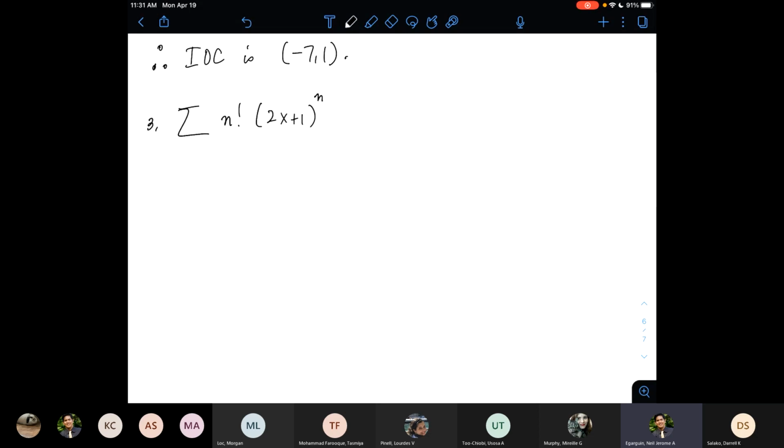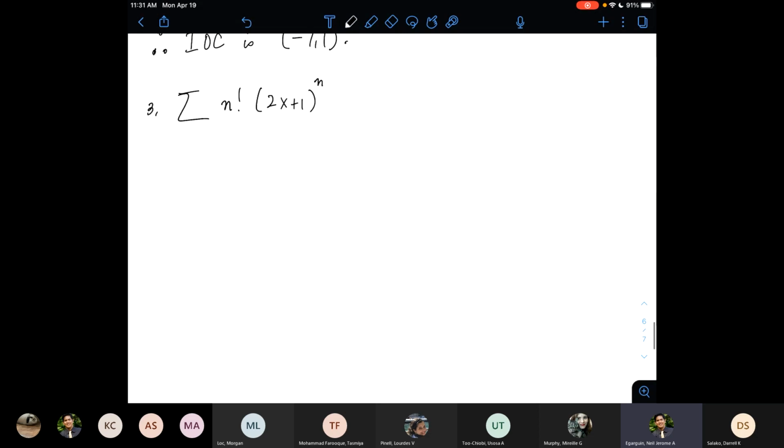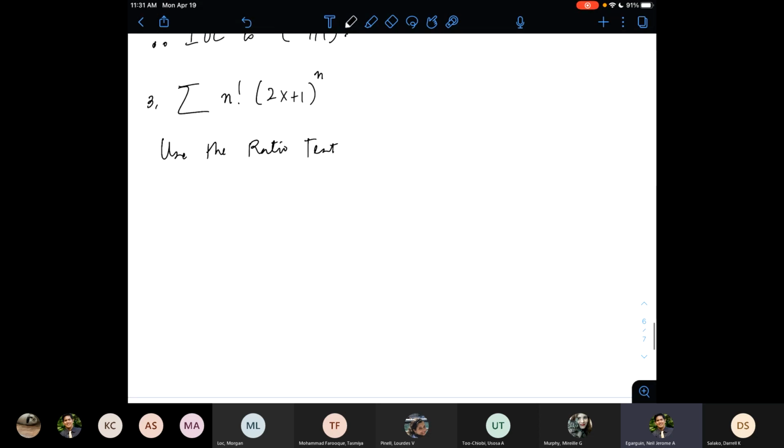Okay, so let's try problem number 3 before I go to Morel's question. For number 3, we have factorials and powers of n. Here, perhaps I'll use the ratio test, because ratio tests are extremely helpful whenever you have factorials and even powers. The root test won't help you with factorials, so we'll stick to the ratio test here.